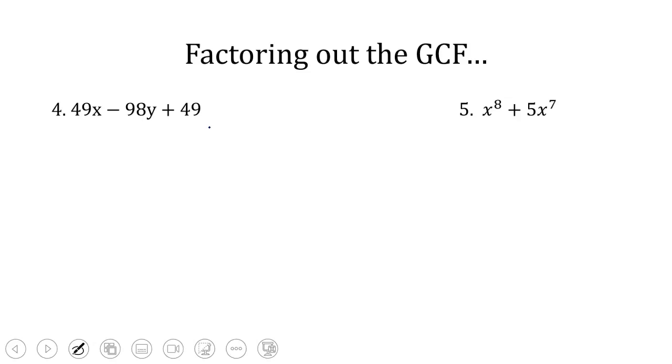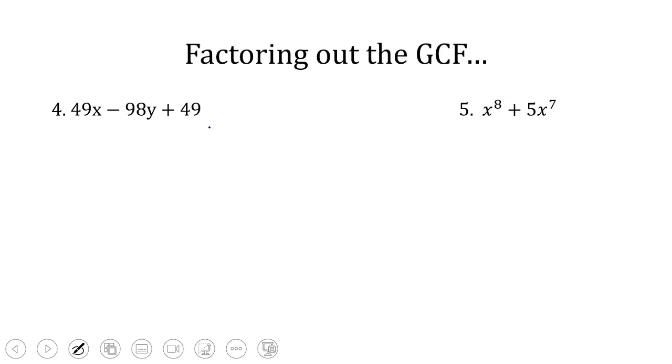All right, so factoring out the GCF. So meaning we are going to take the largest GCF from the problem. So we're going to divide it out. That's what factoring is, divide the GCF out. So first we need to figure out the GCF for number 4. So 49, 98, and 49.